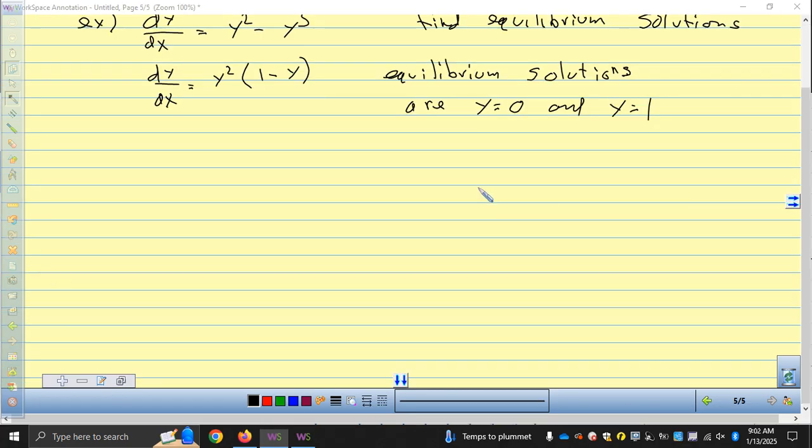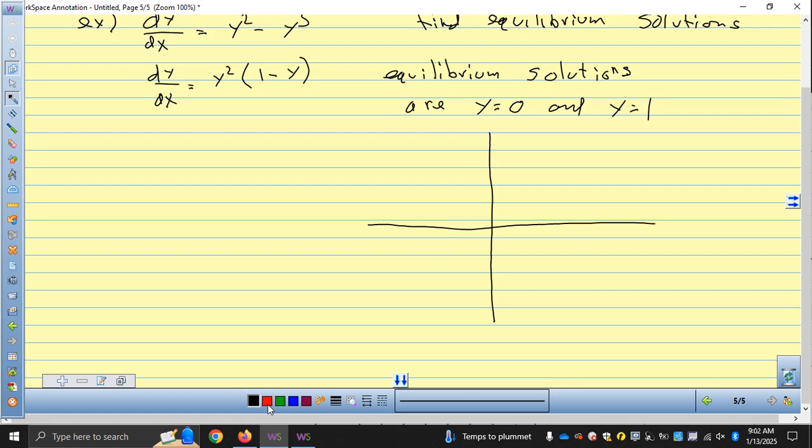So let's look. I'm going to sketch a little, sketch the plane. And here's one equilibrium solution at y equals 0. We know the slope is 0 there because dy dx equals 0. And here is y equals 1.